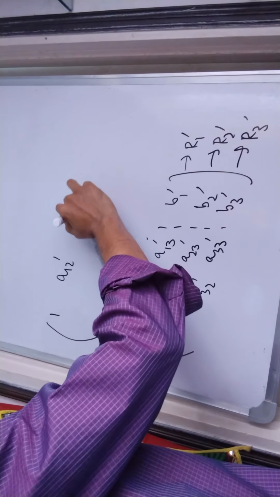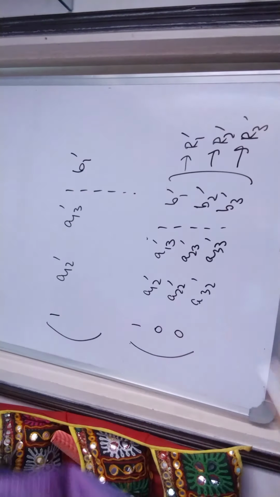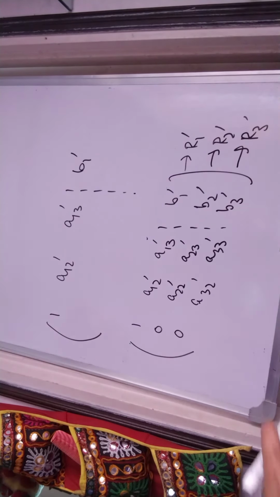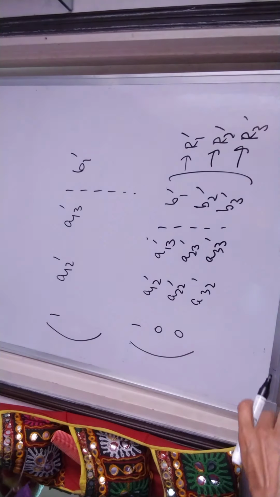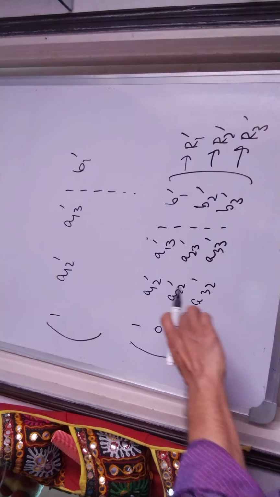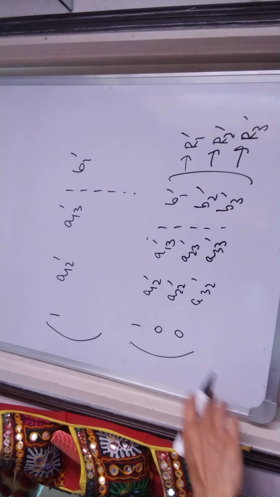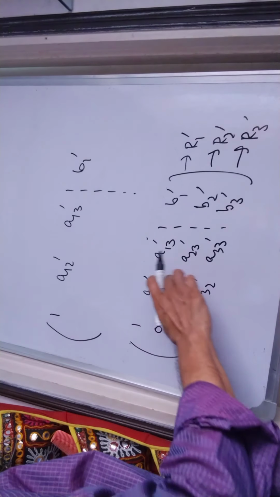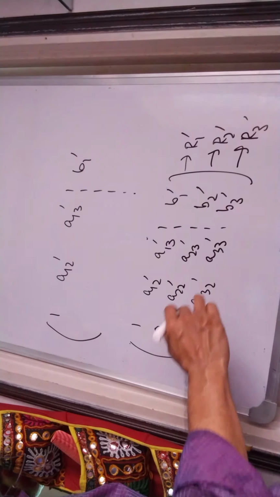We don't change the first row. We just divide this second row by this element. It may so happen that this element is 0. In that case, we will have to shuffle and choose a non-zero element in this place. Otherwise, we will not be able to divide with this element.